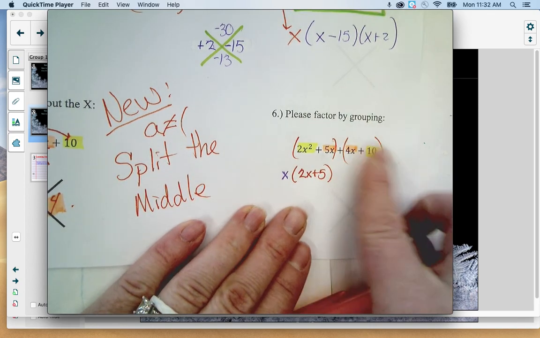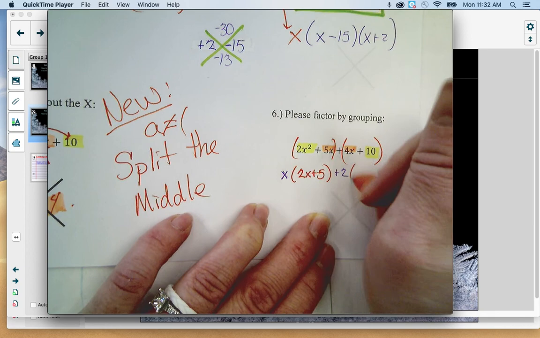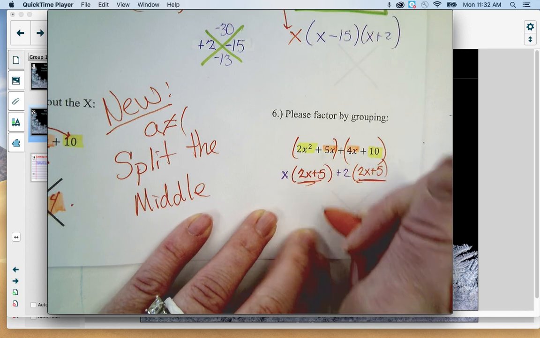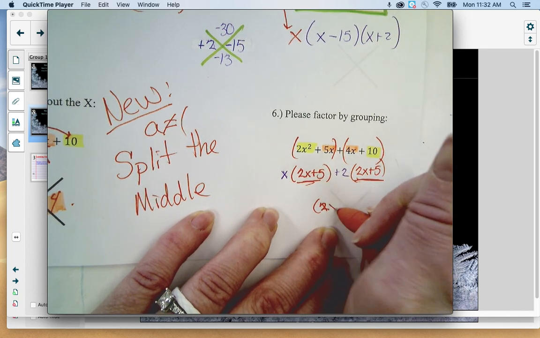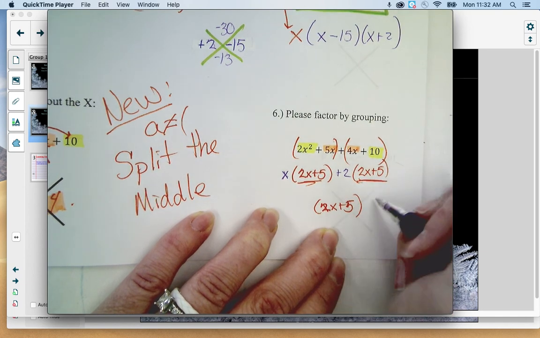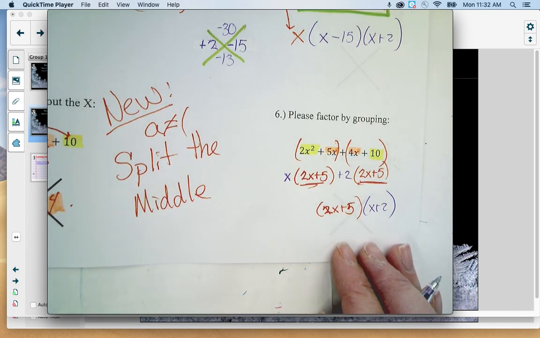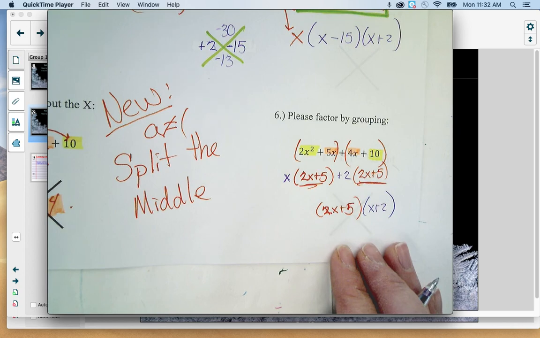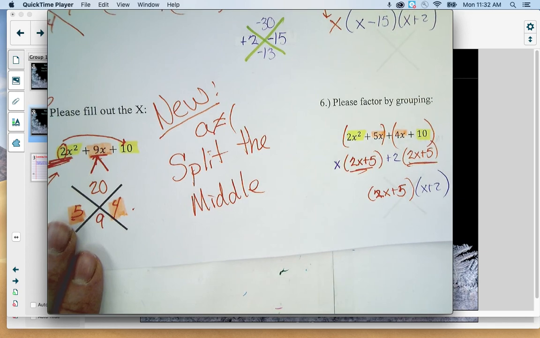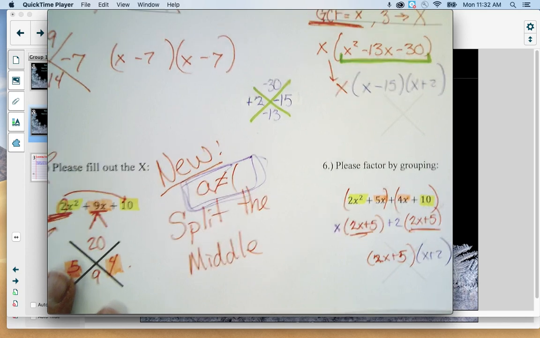That's grouping. What's the GCF of the second group? 2. What would be left over? 2x plus 5 again. And I have that common binomial. 2x plus 5 times x plus 2. So we just did what we did. It's combining two methods. It's combining the X method and grouping, but I only use this method when A does not equal 1. So there's still 3 terms, but now we have to identify the A.